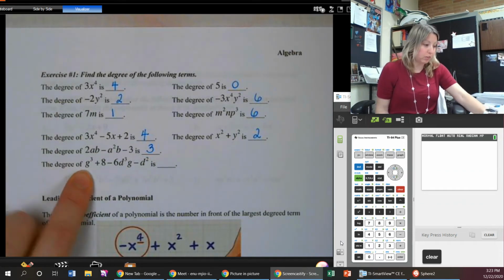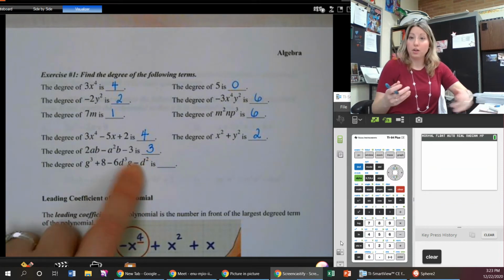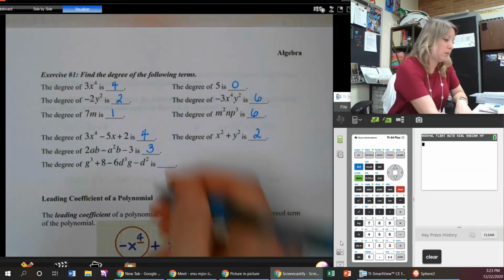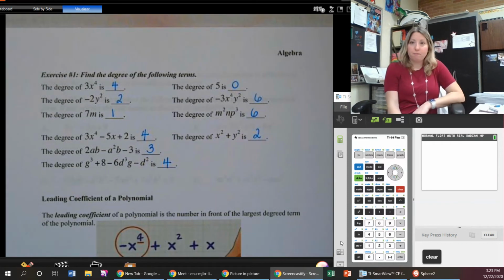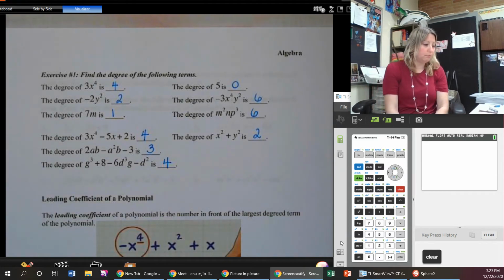3rd degree, 0th degree, 4th degree, 2nd degree. What was the highest of all of them? 4. The whole polynomial is determined by the highest degree of the highest degreed term. Let that sink in, right?